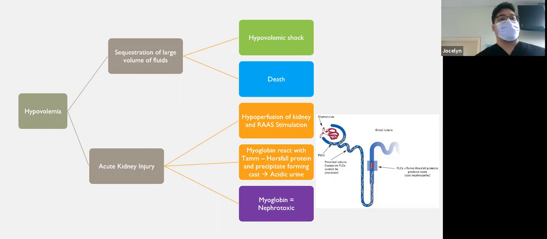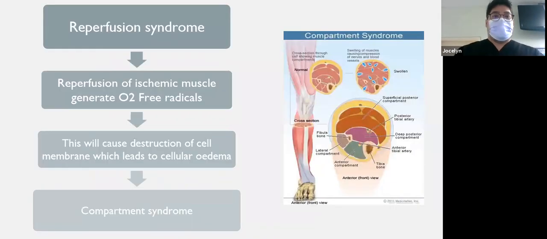Next, the second one is sequestration of a large volume of fluids. So your fluids have already gone into the third space, so there is less in the extracellular space. That will cause hypovolemic shock if we don't correct it properly. And hypovolemic shock can cause death also, right? Next.